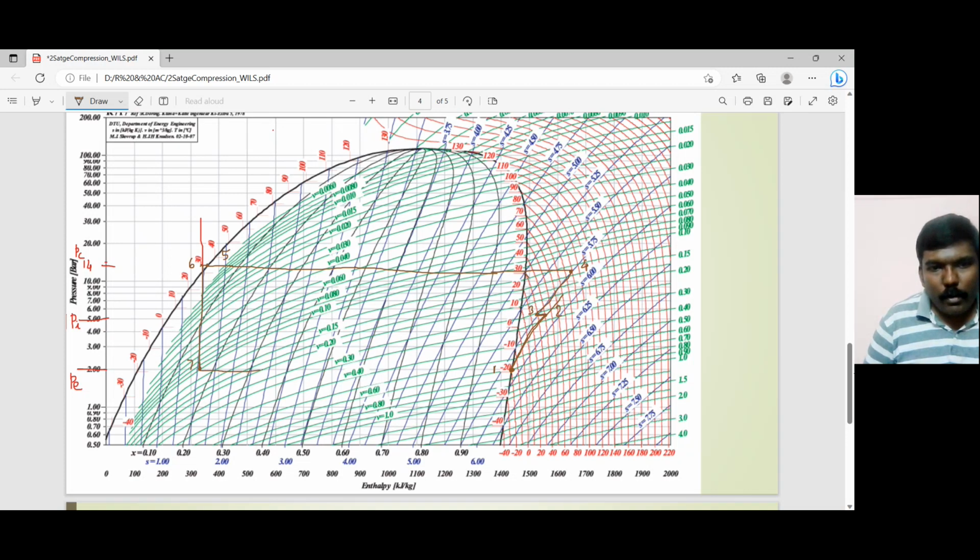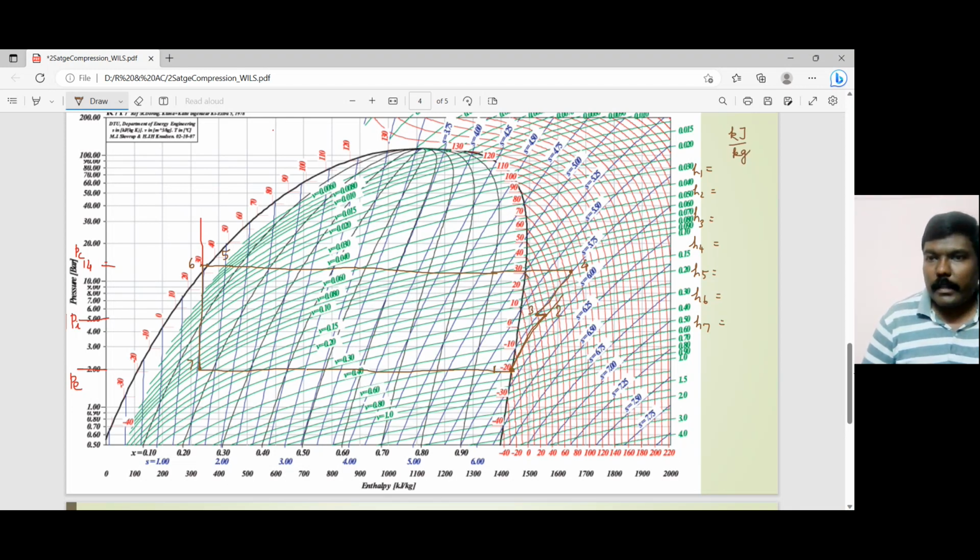And then from here draw a horizontal till it reaches point number 1. Okay, so now we have fixed all the points 1, 2, 3, 4, 5, 6, and 7. So now what we have to do is write down or note down the values of H1, H2, H3, H4, H5, H6, and H7. Okay, and all these values are in kilojoule per kilogram.